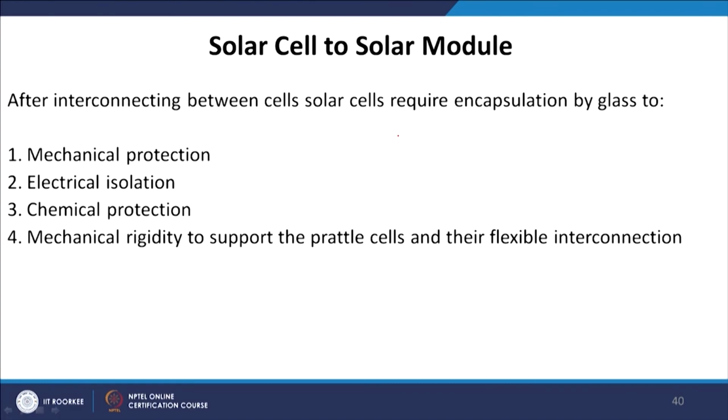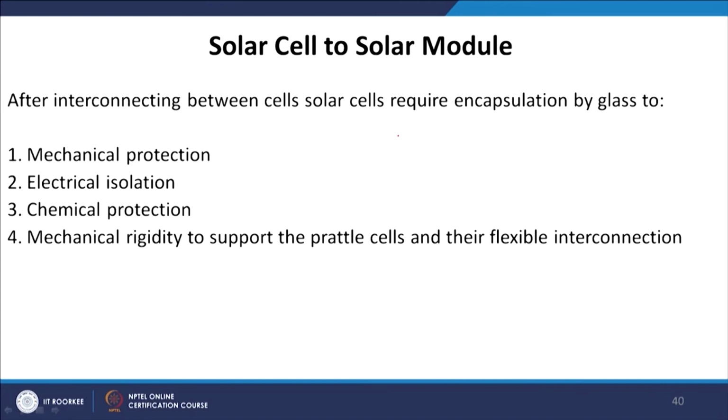So, that is why the cost of production becomes very high. Now, we have a solar cell in our hand. So, what do we have to make? We have to make a solar module. After interconnecting between cells, the solar cell needs to be encapsulated by glass, for mechanical protection, electrical isolation, chemical protection and mechanical rigidity to support the solar cells and their flexible interconnection. So, keep in mind that whenever we make a solar cell, we need to encapsulate it by a special kind of glass.